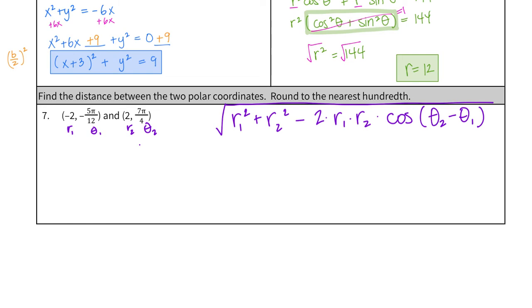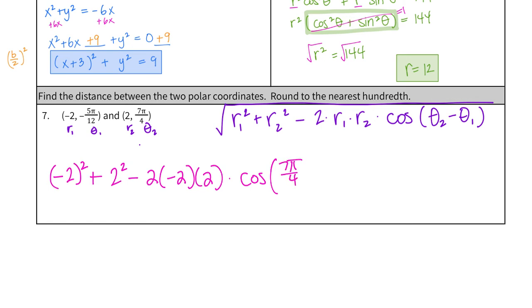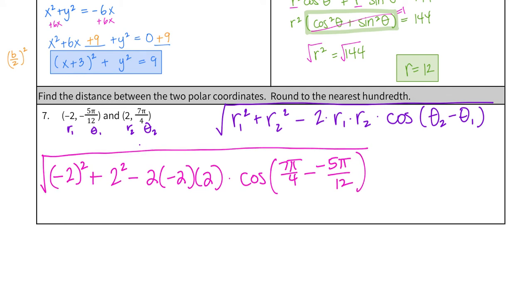So I would have negative 2 squared plus 2 squared minus 2 times negative 2 times positive 2 times cosine of 7 pi over 4 minus negative, so see this negative here, minus negative 5 pi over 12. That whole thing has to be underneath the square root. So if you want to, you can change that minus negative into a plus sign because that's exactly what's going to happen. Or you can just type it like this. Your calculator is smart. It can do it.